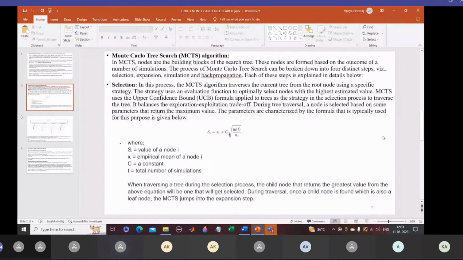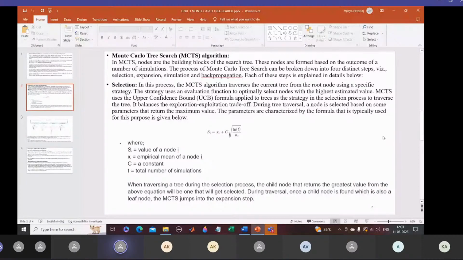It balances both exploration and exploitation. In the traversal, a node is selected based on some parameters that return the maximum value. So what is the formula being used? The value of the node is the empirical mean of the node plus C times a term over the total number of simulations, where C is the constant. Based on this formula you have a strategy.